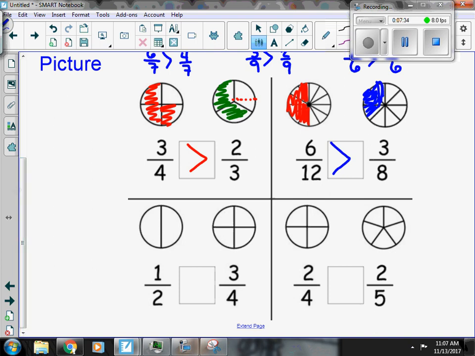My next one, I do have 1/2, and then my other fraction is 3/4, and I can see that 3/4 is shaded more. And also, half is a half, and 3/4 is more than half. My last one, I have 2/4, or I have 2/5. 2/4 has more shaded, so it is bigger. And it's also a half, whereas 2/5 is less than a half.